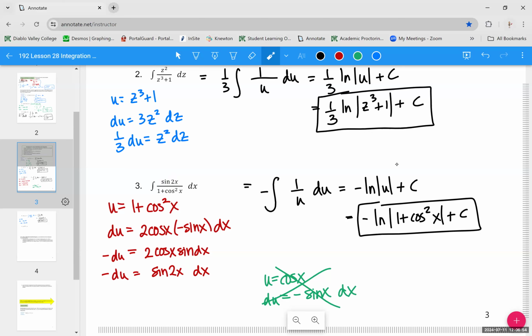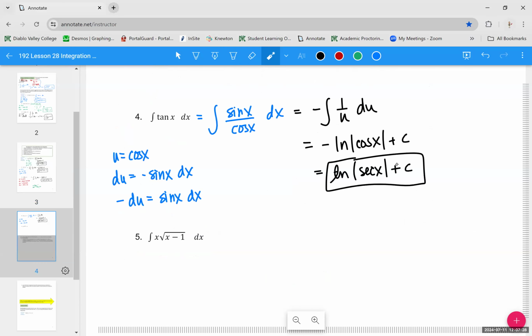This is why you have to know those identities, at least some of them, the double angles. Sine of 2x comes up a lot, because you might get stuck here thinking, well, there's nothing I can do, but you use the identity and it works out perfectly. So the sine of 2x dx is taken care of by the negative du. And then once again, if the u is just 1 plus cosine squared, it's just 1 over u. And so I have a ln of the absolute value of that and substitute in again.